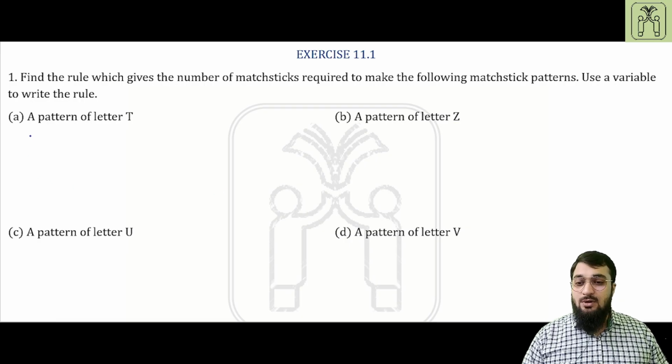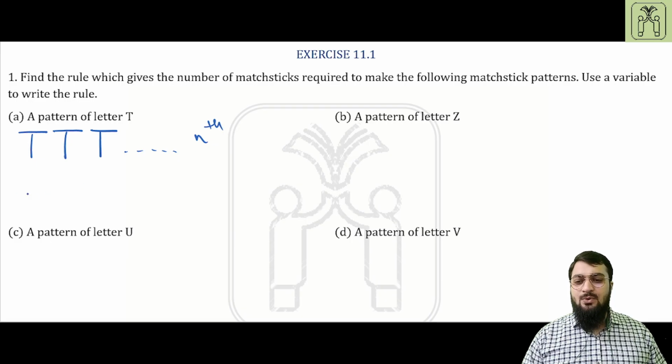So first of all is the pattern of letter T. So how will we write T? We just write T like this. After that we write the T like this, and then again we write T like this, and so on for the nth T. Okay, so one T requires two matchsticks, that is 1 and 2. So we can write 1 T requires 2 matchsticks.